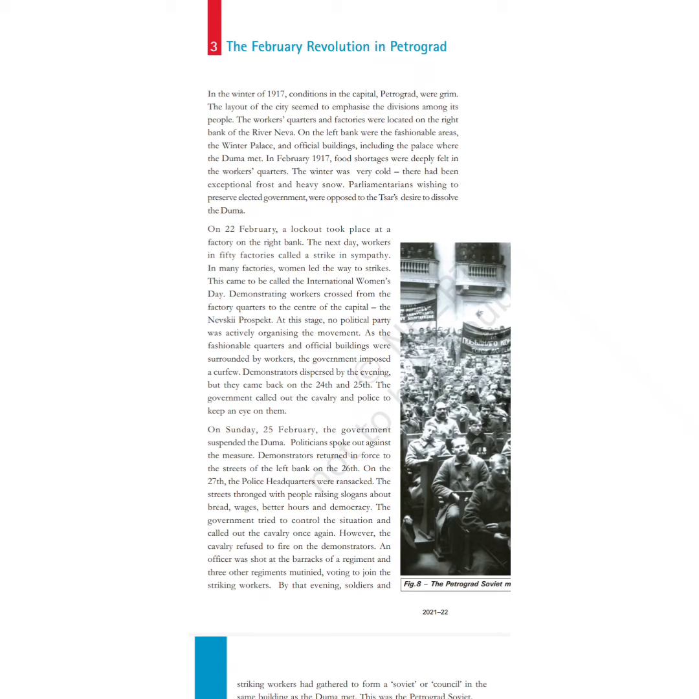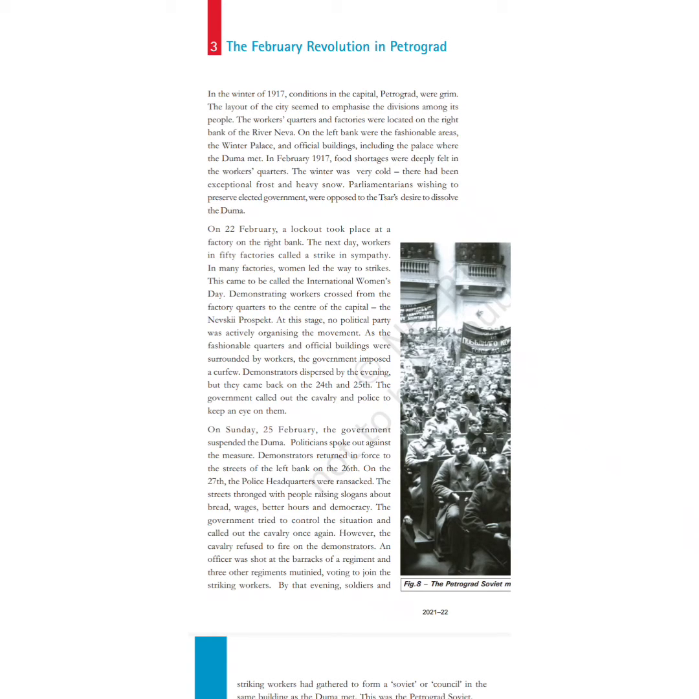Furthermore, class, an officer was shot at the barracks of a regiment, and three other regiments mutinied, voting to join the striking workers. Now, what happened, class? Officers were shot, and other officers decided to join the striking workers because they felt the demand of the workers was justified.